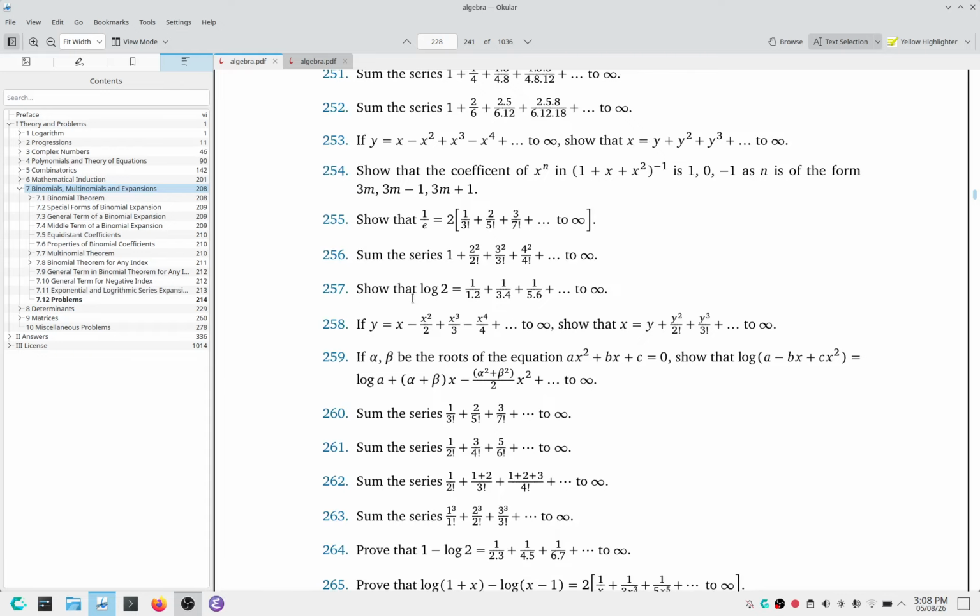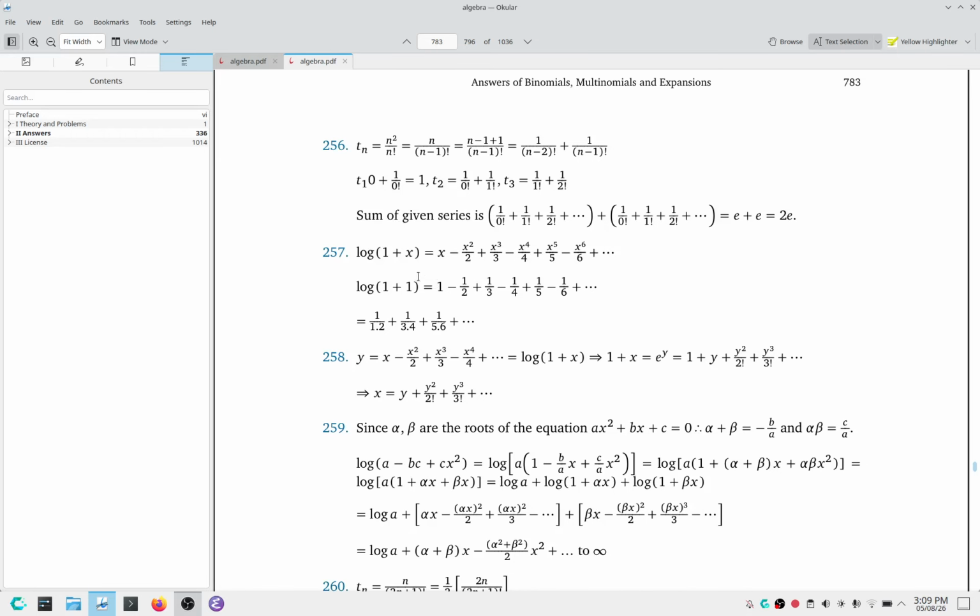Question 257 says that show that log of 2 is equal to 1 upon 1 times 2 plus 1 upon 3 times 4 plus 1 upon 5 times 6 and so on up to infinity. We know that log of 1 plus x is equal to x minus x squared by 2 plus x cubed by 3 minus x to the power 4 by 4 and so on. So log of 1 plus 1 would be 1 minus half plus 1 upon 3 minus 1 upon 4 plus 1 upon 5 minus 1 upon 6 and so on, which is equal to 1 upon 1 times 2 plus 1 upon 3 times 4 plus 1 upon 5 times 6 and so on.